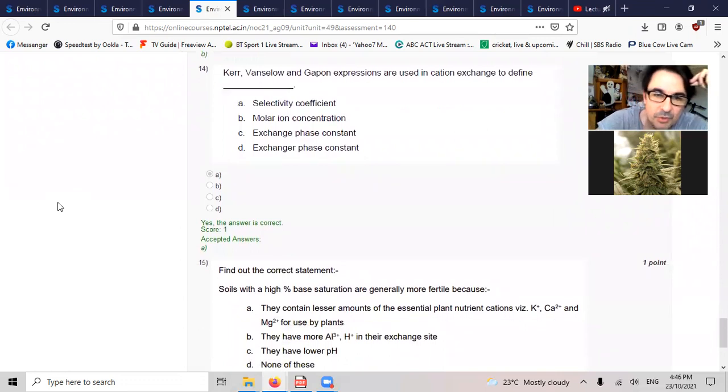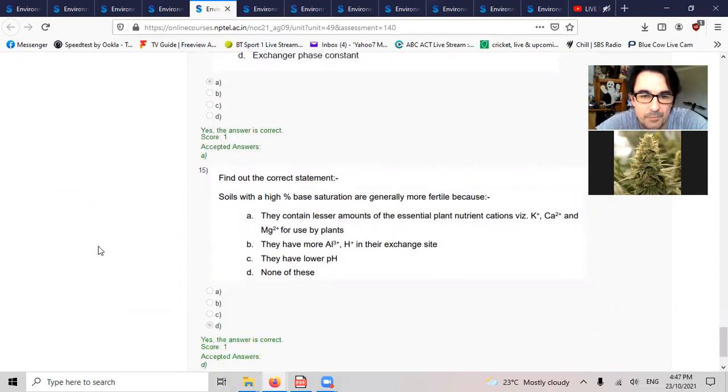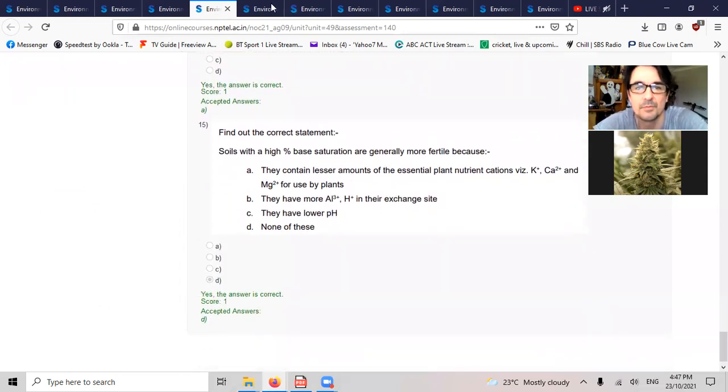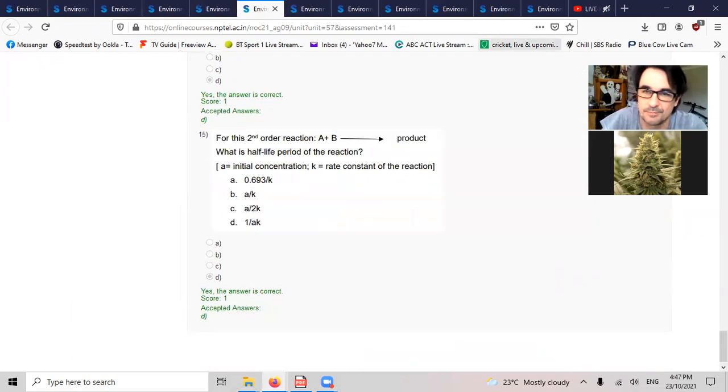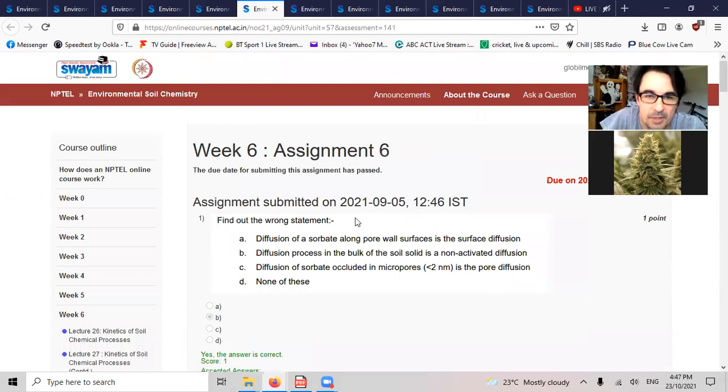One of the correct statements: soils with high percentage base saturation are generally more fertile because they have a lower pH. They have more aluminium. No, it's none. D. 6. Point out the wrong statement.